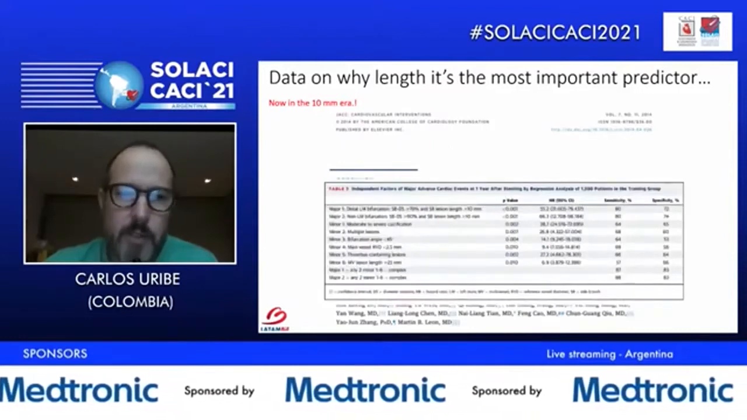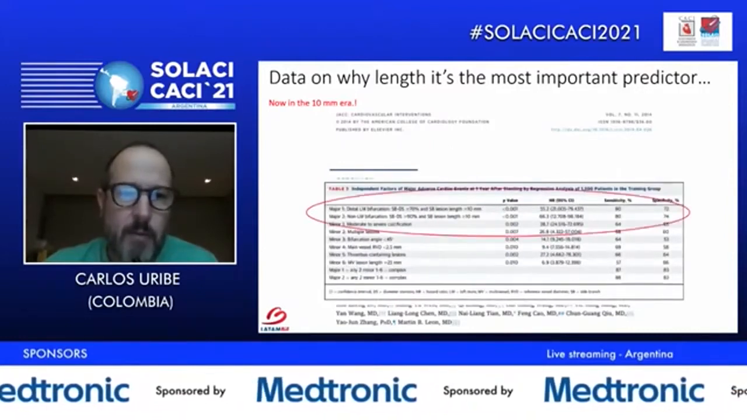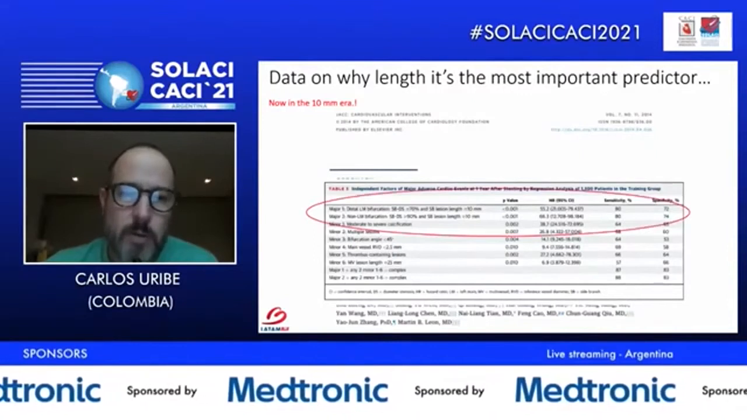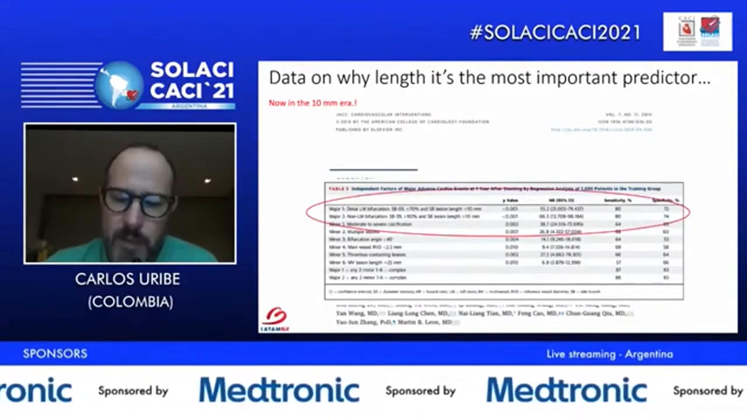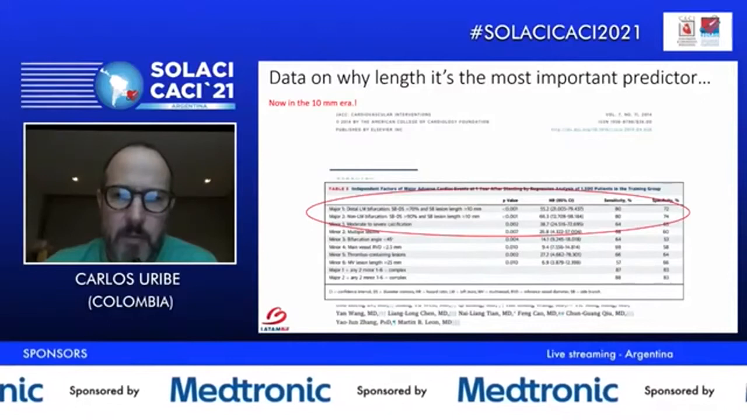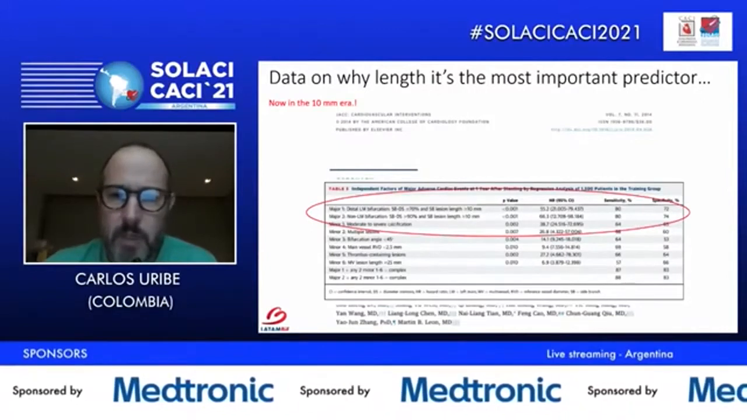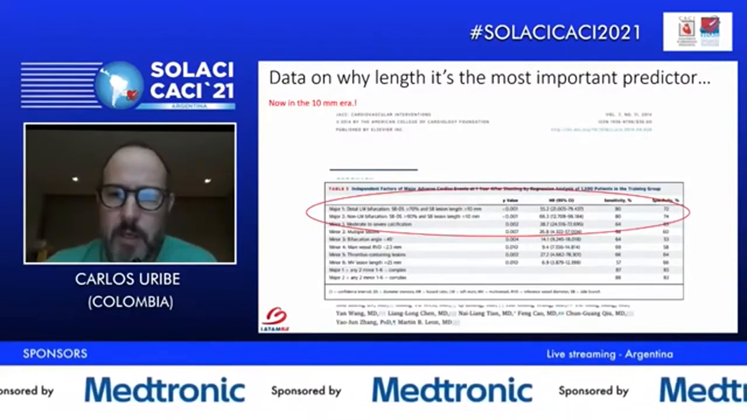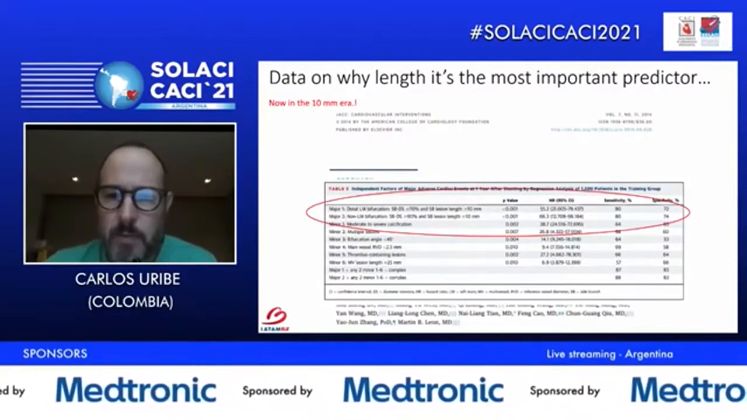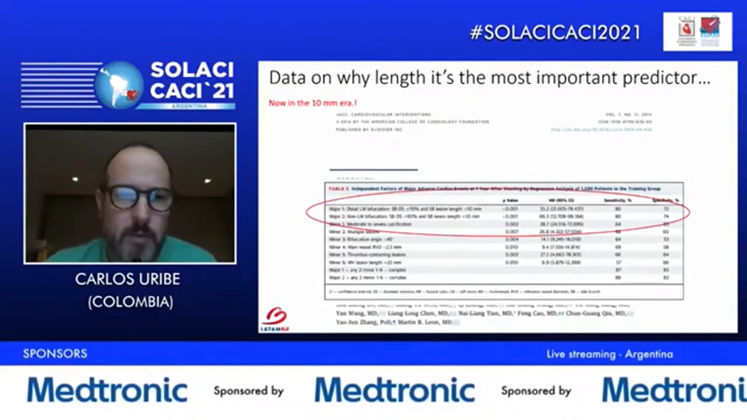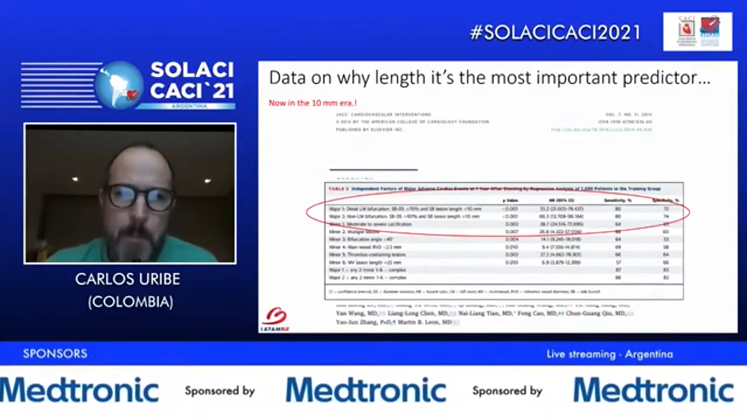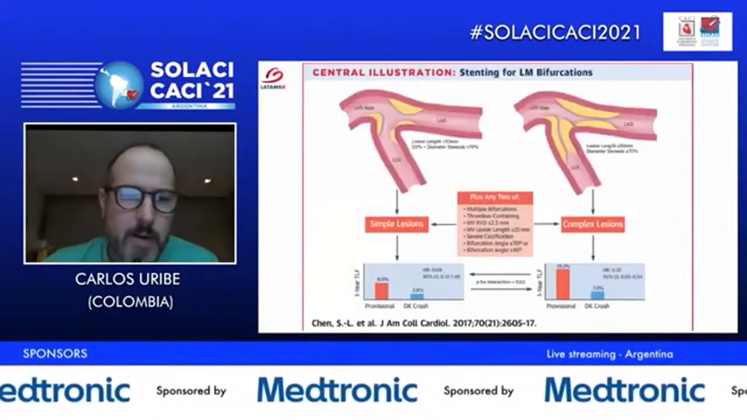So the interesting thing about the definition study is that it shows that a length of over 10 millimeters is definitely the most important marker. As you can see, HR is the highest, 66 points, and then 80. This is in terms of sensitivity.